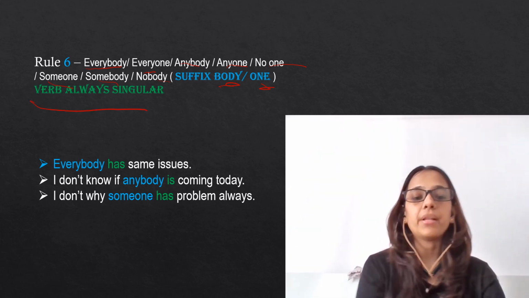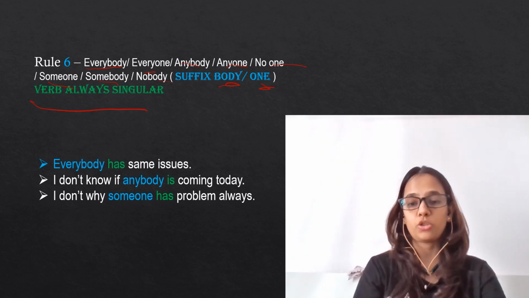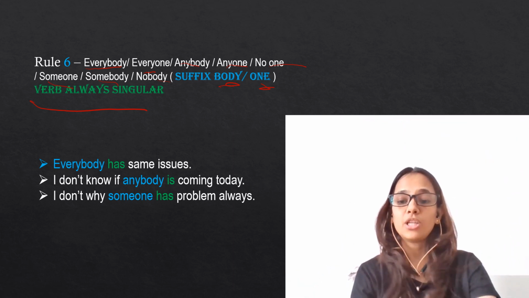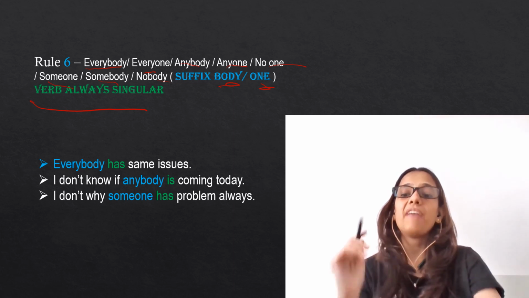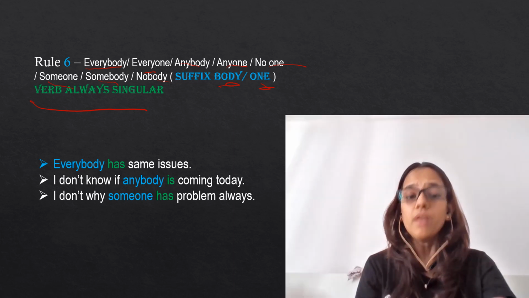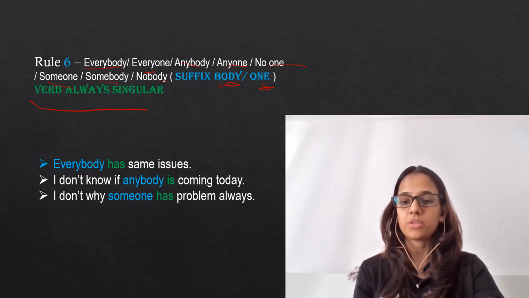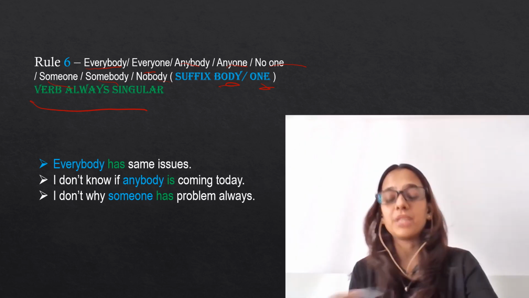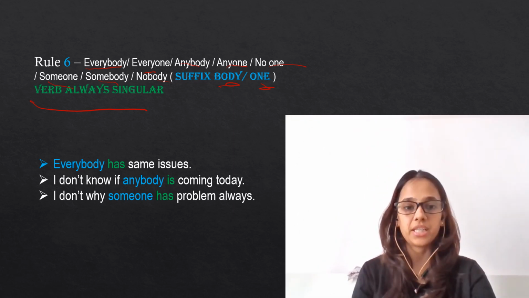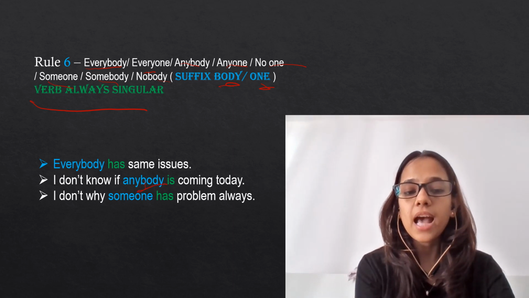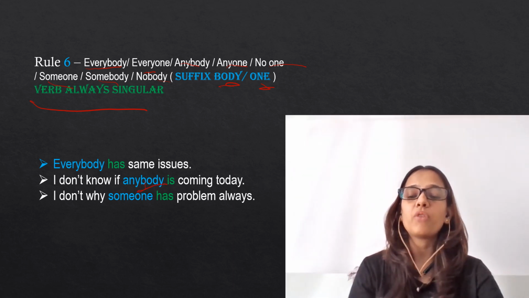Now, example: everybody has some issues. If I say everybody have some issues, it is wrong English. I don't know if anybody is coming today. I will not say I don't know if anybody are coming today. That is wrong English again. So in anybody, what is the suffix? As I said, body is the suffix. Then what do you have to use?